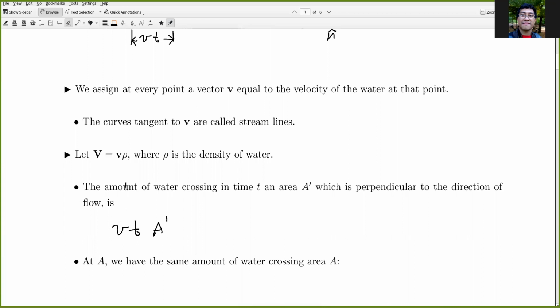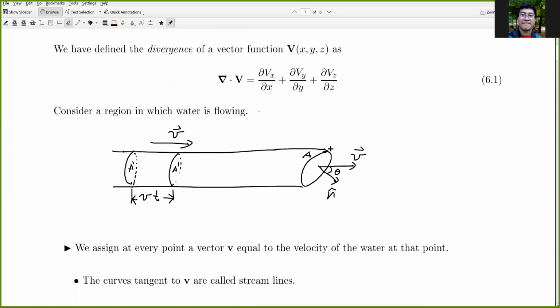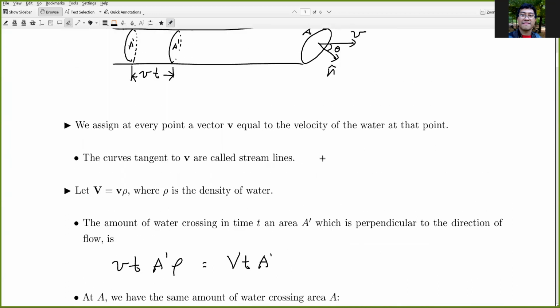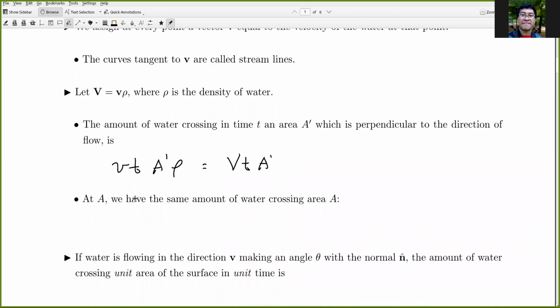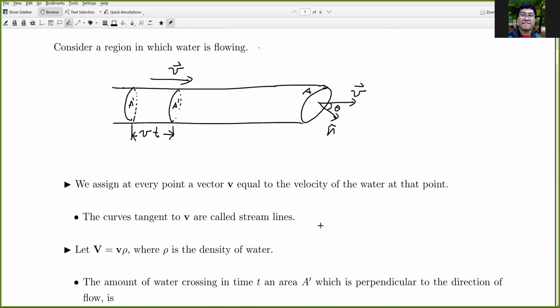So volume times density would give you the amount of water in terms of its mass. So let's multiply by density. So v, small letter v, times rho gives us the magnitude of capital V. So we can write it as V t A prime. At A, over here, we have the same amount of water crossing the area A, but the expression in terms of area A would be different. So we have v t A prime rho initially, but in terms of A, it becomes v t A rho cosine theta because of this theta here.